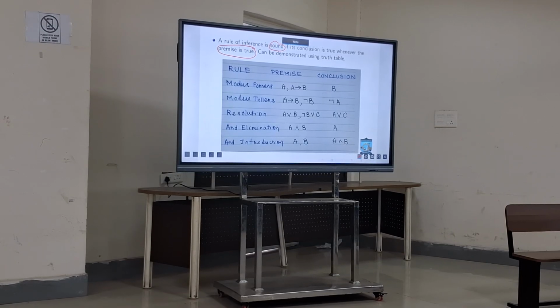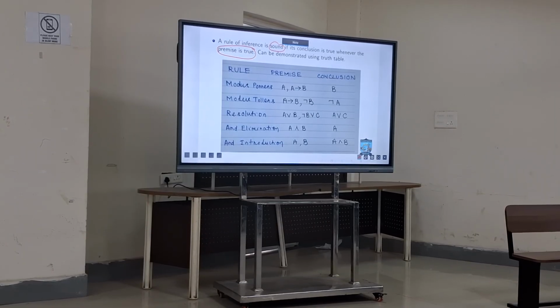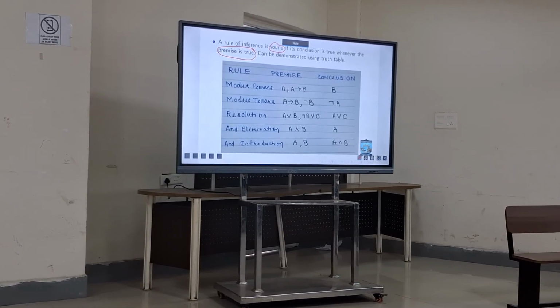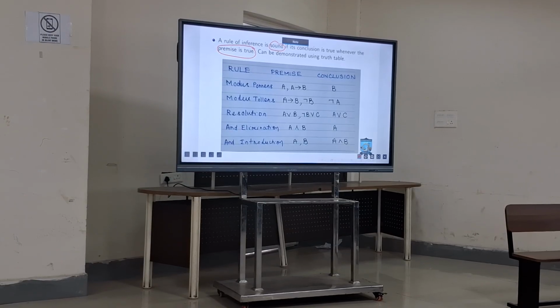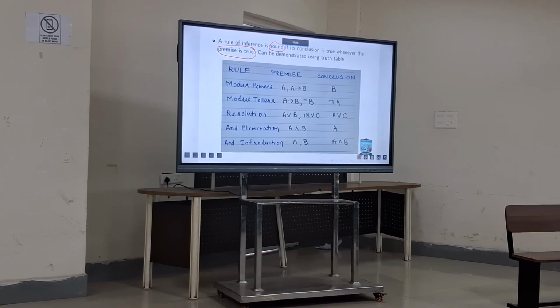So modus ponens says A implication B. A is it is raining, B it is cold. A implication B means when it rains, it will be cold. I am just saying one situation. So if this is the premise, if it is raining, then it must be cold. So if it is given that A and A implication B, then B must be true. Similarly, modus tollens means if A implication B and not B, that means it is not A.